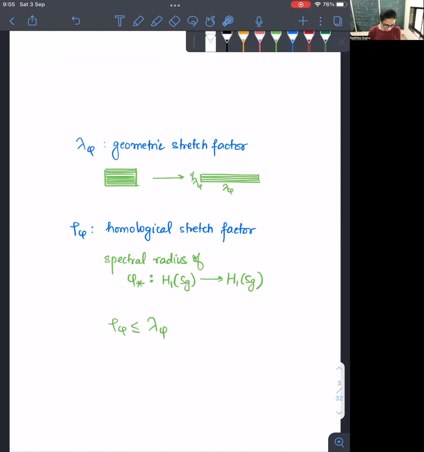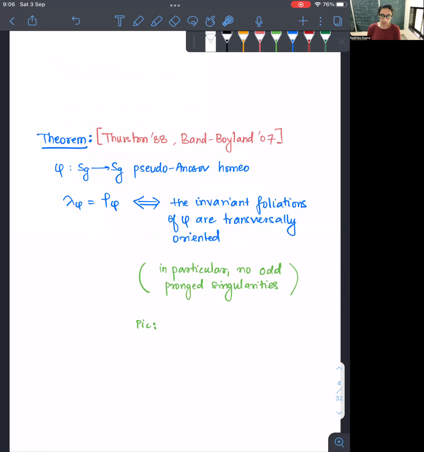And then I can look at the map induced in homology by the surface homeomorphism. That's a linear map, and I can take the spectral radius of that map. And that's called the homological stretch factor. In general, the homological stretch factor is always less than or equal to the stretch factor. So then the question is, when are they equal? And this question was answered by Thurston and Bandt and Boyland. So if I have a pseudo-Anosov homeomorphism, the stretch factor and homological stretch factor are equal if and only if the invariant foliations of phi are transversely oriented.